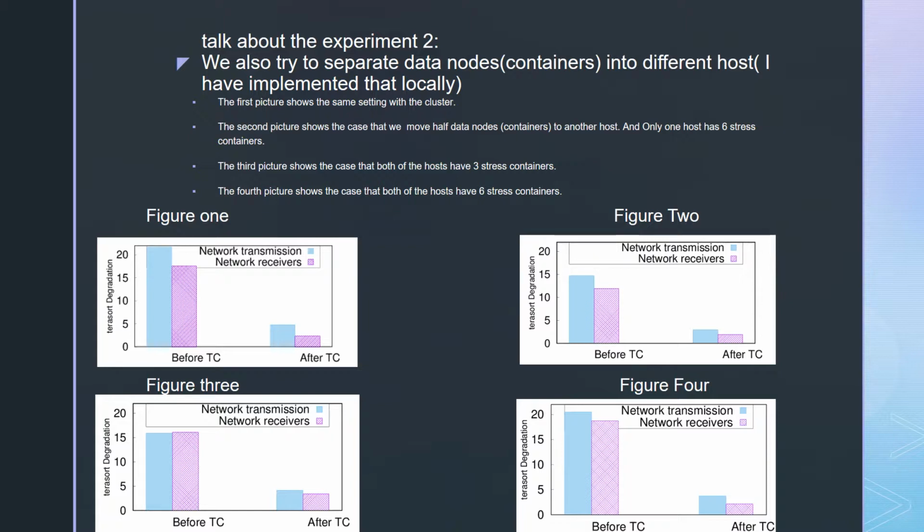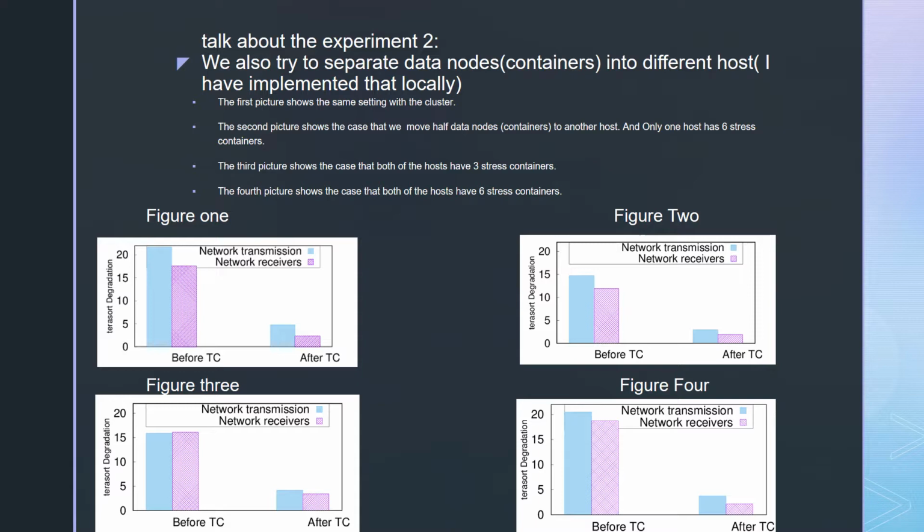Let me talk about figure 3. Figure 3 shows a case where both hosts have 3 stress containers. If the stress test impact were linear, then figure 2 and figure 3 should have the same result, because in total they all have 6 stress tests, right? But the results are different. Figure 2 shows much lower degradation than figure 3.